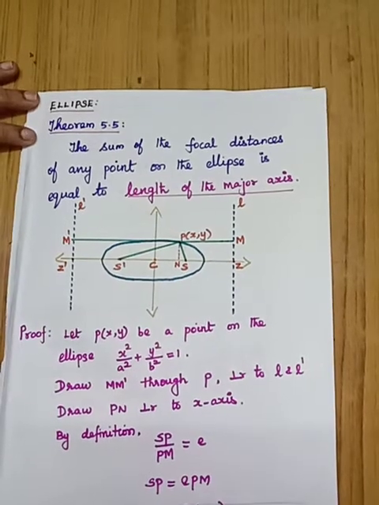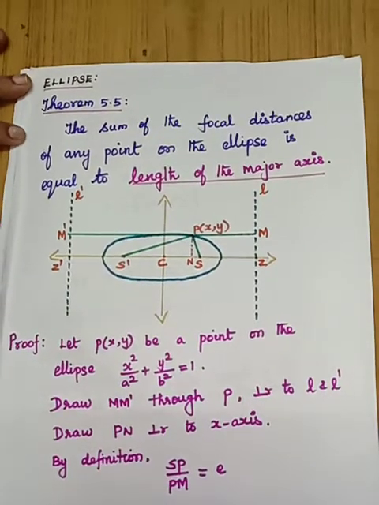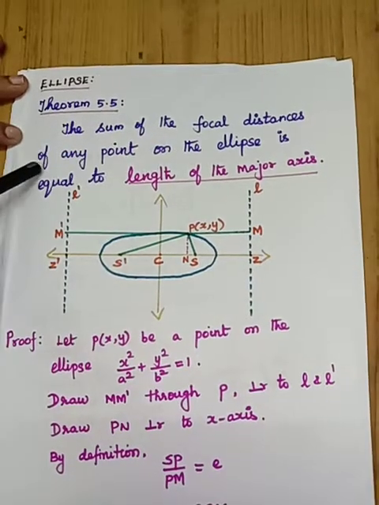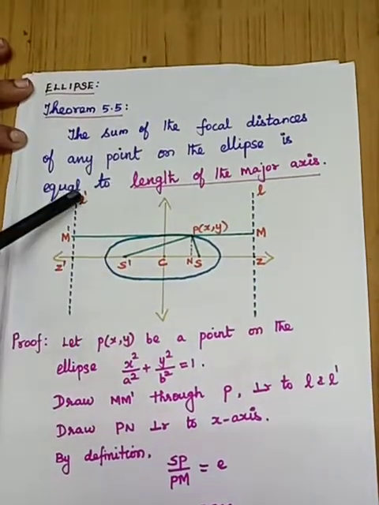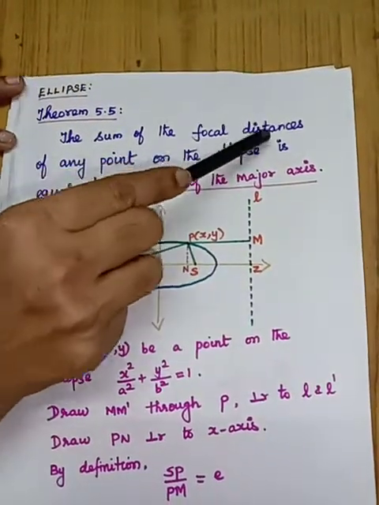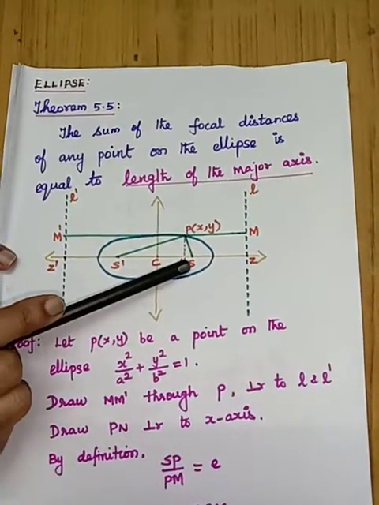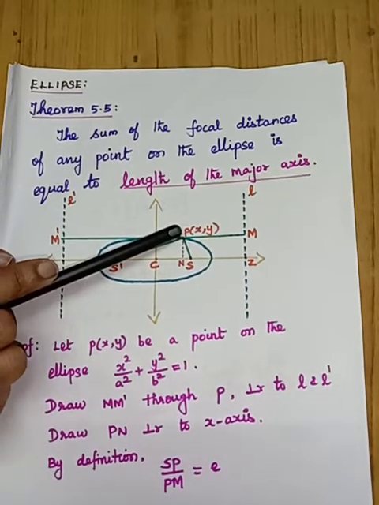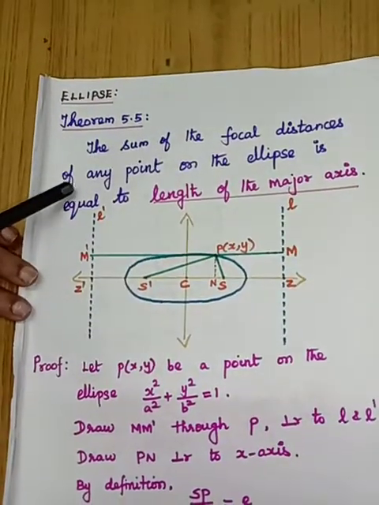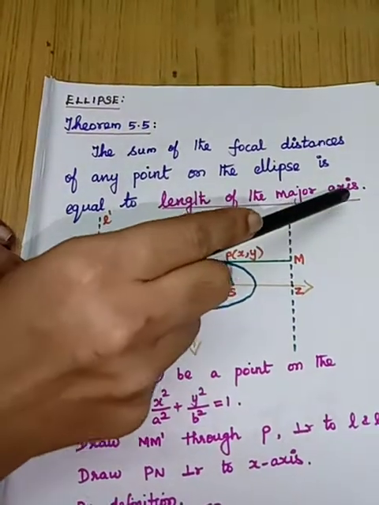Students, today we are going to see theorems and problems regarding ellipse. So we'll go to theorem 5.5. The sum of the focal distances of any point on the ellipse is equal to the length of the major axis. Focal distance is nothing but the distance between a focus and any point on the ellipse. So here we are going to add the two focal distances of any point on the ellipse, and the sum is equal to the length of the major axis.